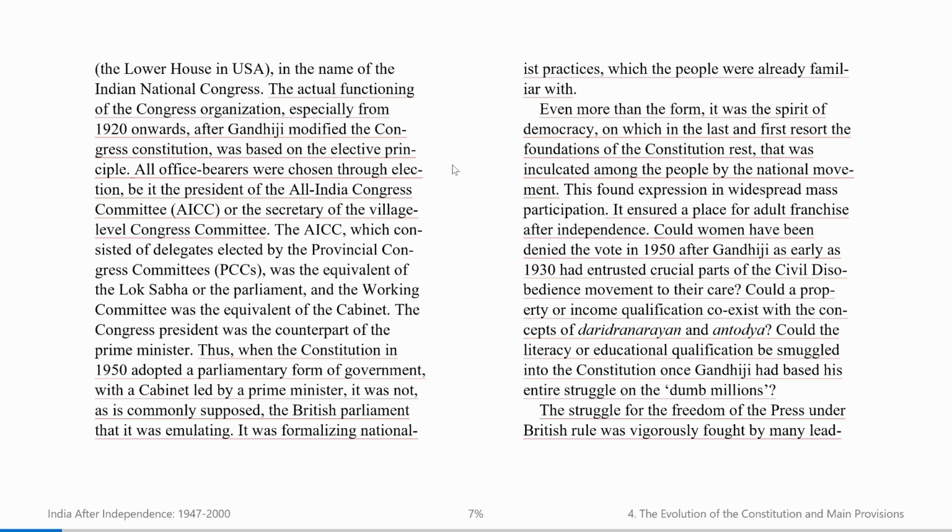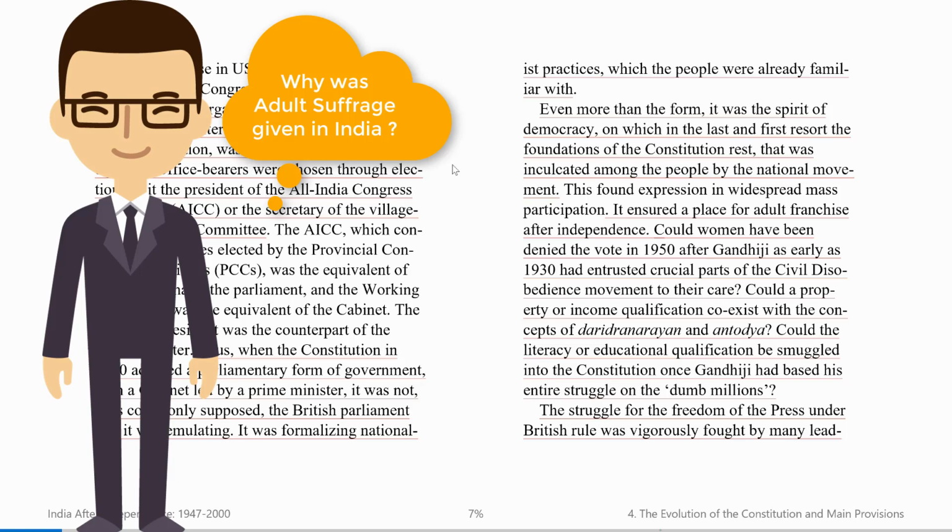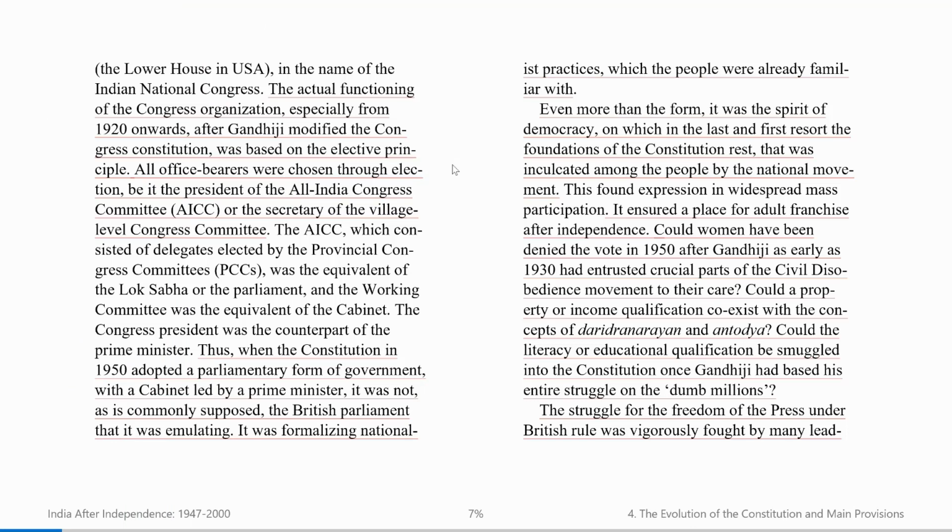Now, the first was obviously the adult franchise. There were obviously a couple of things that still had to be debated, whether women should be given the right to vote, because nowhere else in the world were women given the right to vote along with men. So now the question would be that in 1930 itself, during the civil disobedience movement, during the non-cooperation movement, Gandhi had entrusted crucial parts of the movement to them. So how can we now go back on that trust?